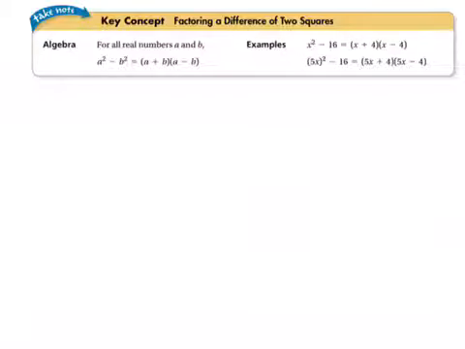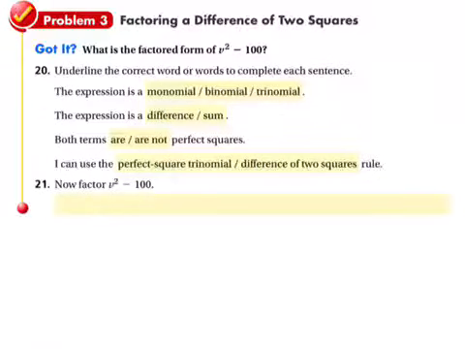Our second key concept is factoring a difference of two squares. Looking at the factor form of v squared minus 100, we need to realize that this expression is a binomial, the expression is a difference, and both terms are perfect squares. Because of this, we can use the difference of two squares rule. Using that, we can factor v squared minus 100.